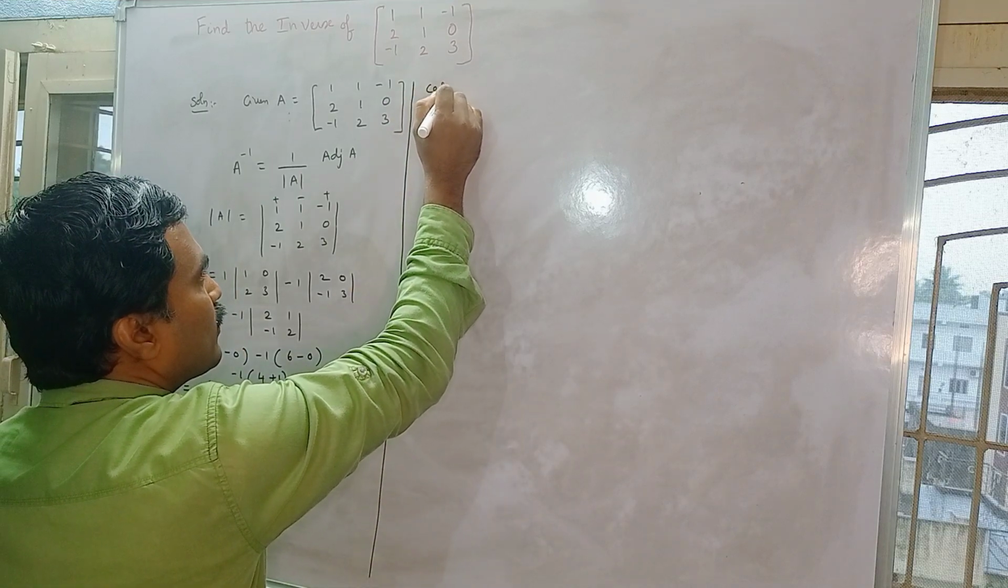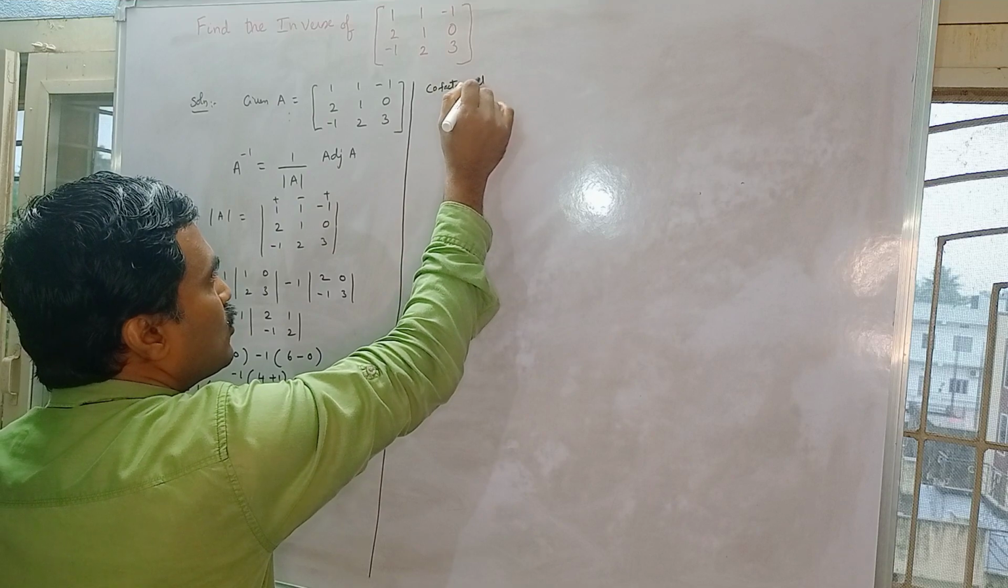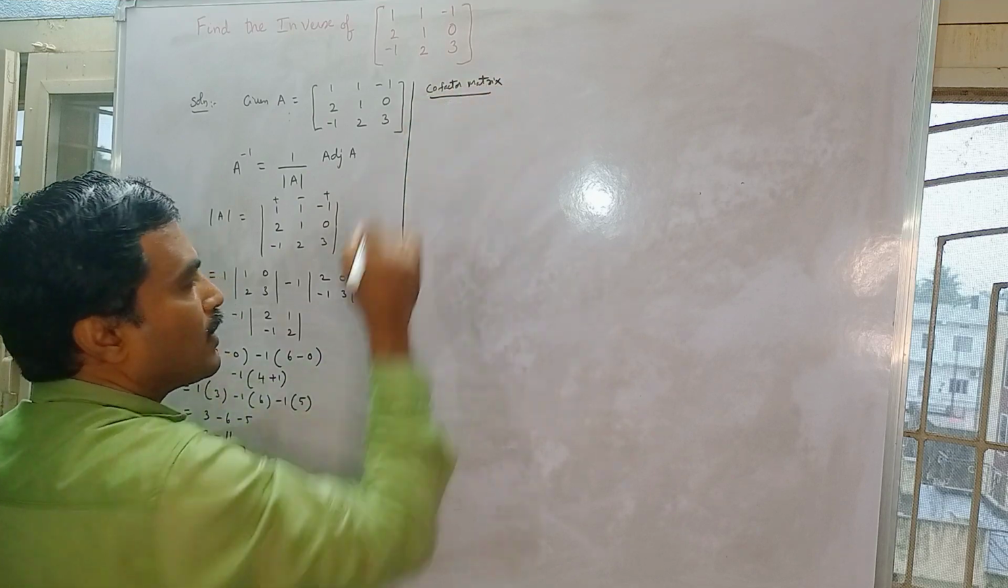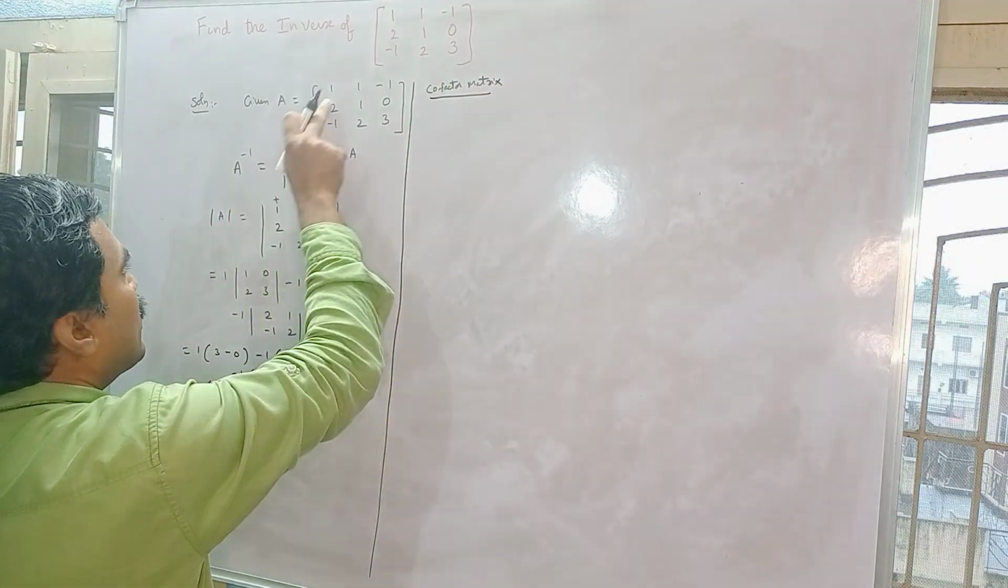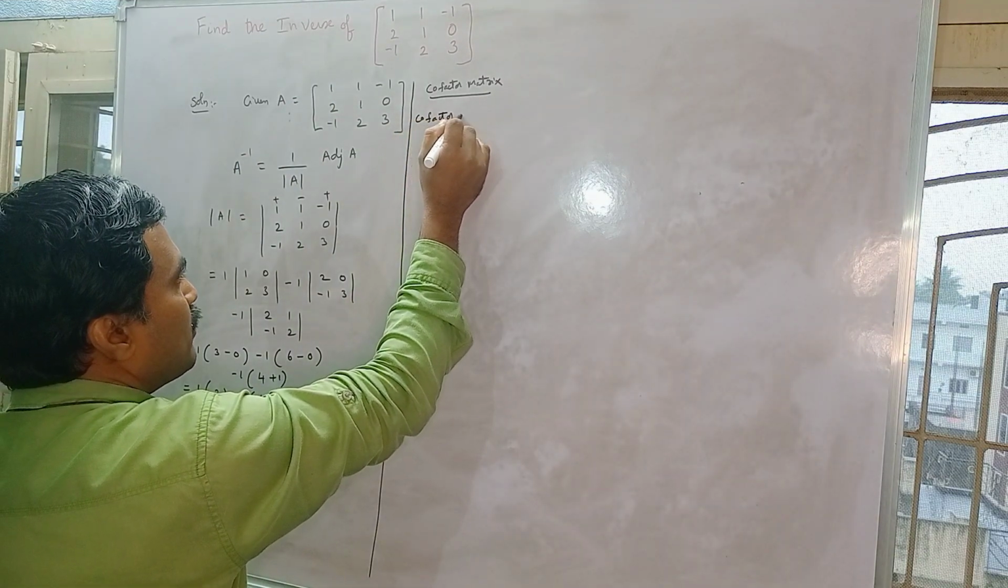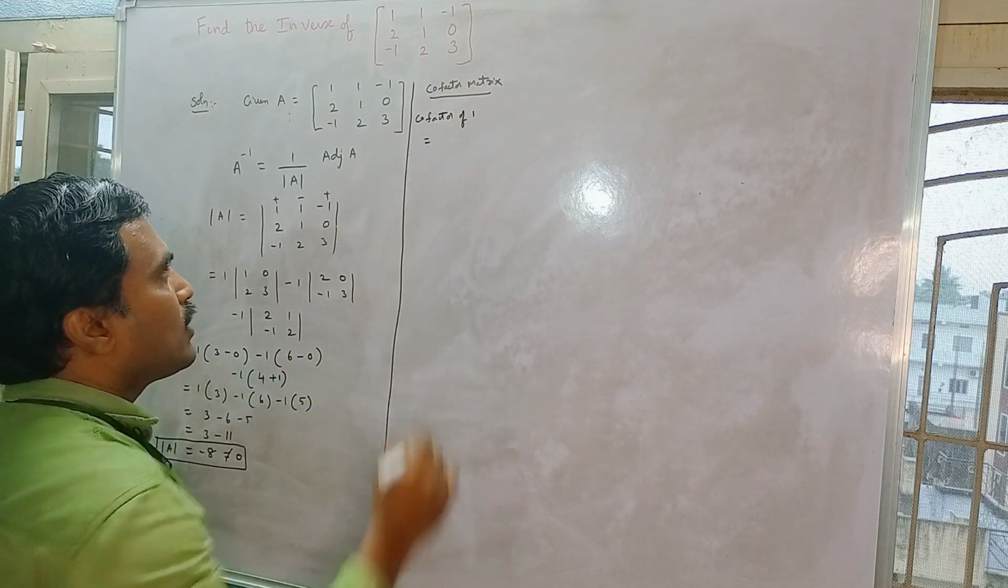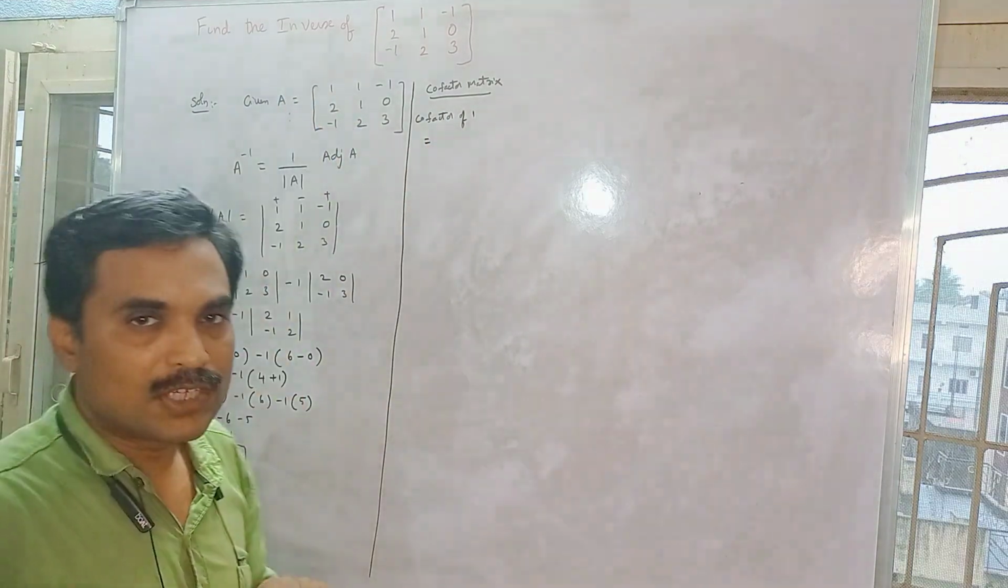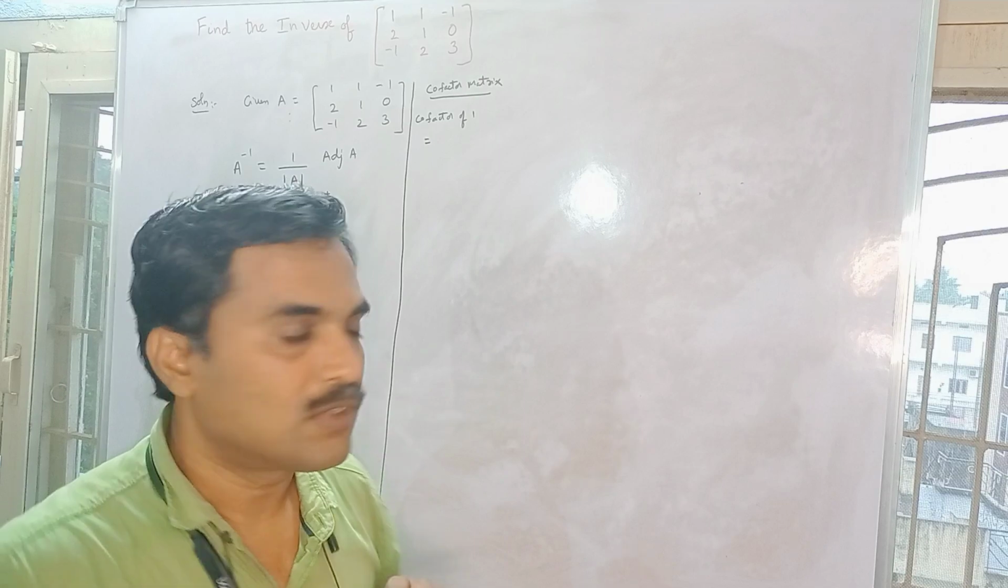So, cofactor matrix. That means you have to find all the cofactors of all 9 elements. So what is the cofactor of 1? We are starting with the first element, that is the cofactor of 1. Where is the 1 located? 1 is in the first row and first column.